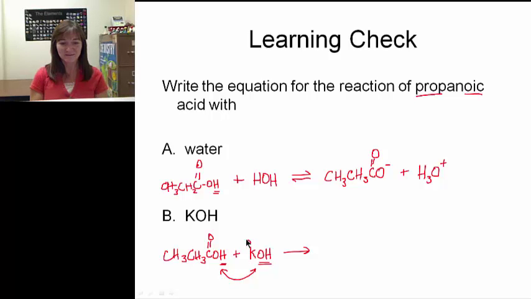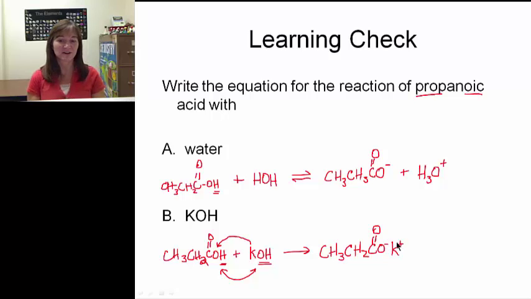And then the K, potassium, is going to come over here and balance out the oxygen's negative charge. So we're going to have CH3, oops, I made a mistake here, CH2. And then this anion, which you can put the negative sign here or you can leave it off. And then that potassium cation will balance out the charge. Remember, in your homework, you do not want to put that positive and negative sign there. And then I'm going to have water as the other product.